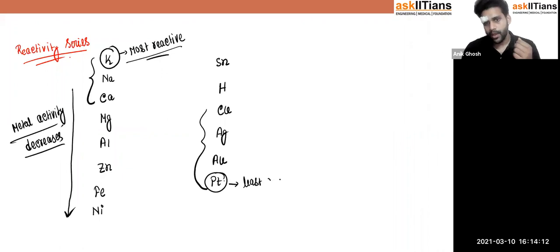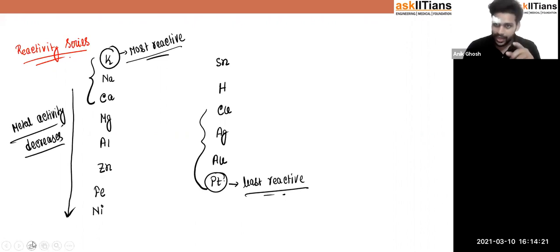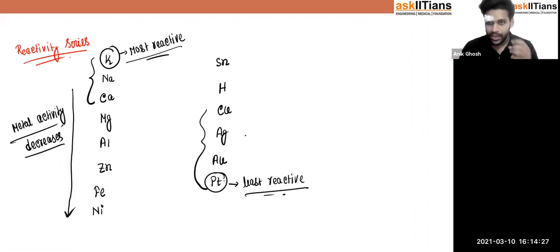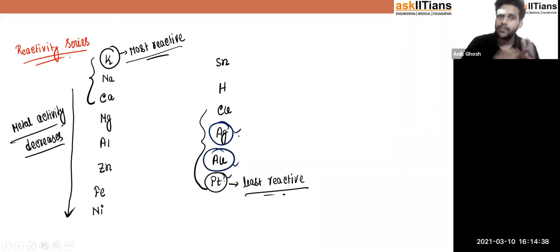Have you noticed one thing in this series? You already knew that these elements are going to be the most reactive ones, and the other ones are going to be the least reactive ones. Let's think about it. Which metals are used to make ornaments? Gold, silver, platinum. They are used for making different types of ornaments or bowls or something like that. Why do we use them? Because they are less reactive.